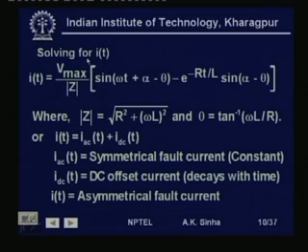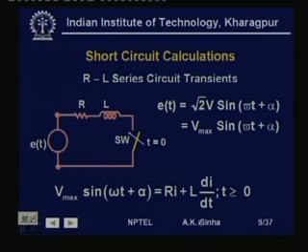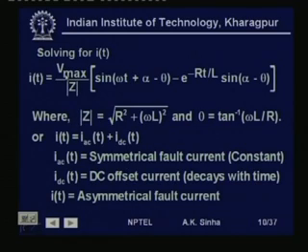Now, solving for I(t) from this equation, we will get I(t) equal to V max by Z into sin(omega t plus alpha minus theta) minus e to the power minus R t by L into sin(alpha minus theta). This is the solution that we get for this equation. This is a first order differential equation. So, when we solve this for I(t), we will get this.